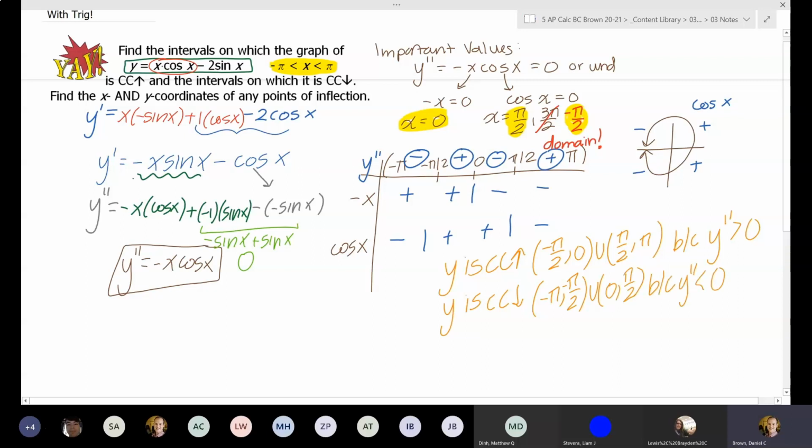Because the second derivative is less than 0. The instructions tell me to find the x and y coordinates. I'm going to edit it because I'm the teacher and can, and we're just going to find the x coordinates of any point of inflection.